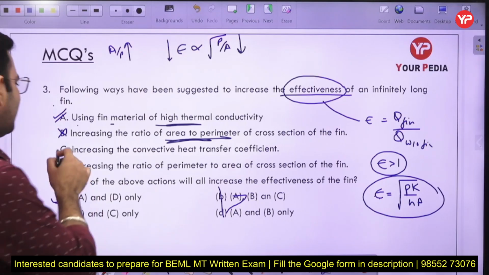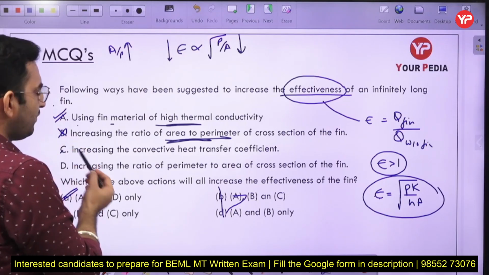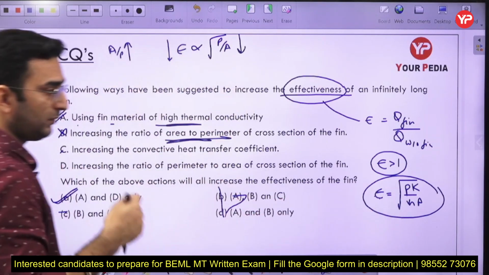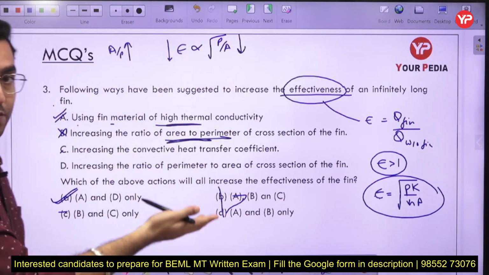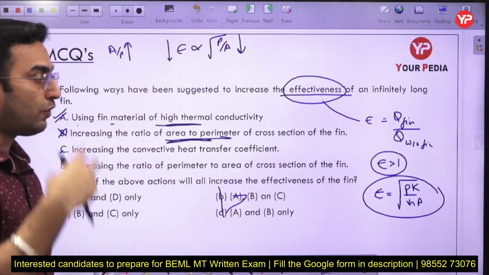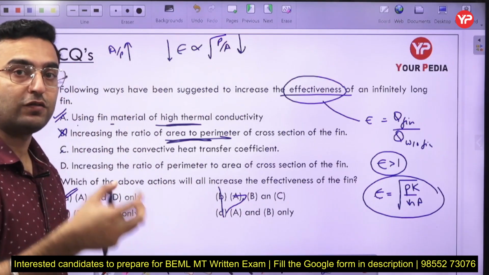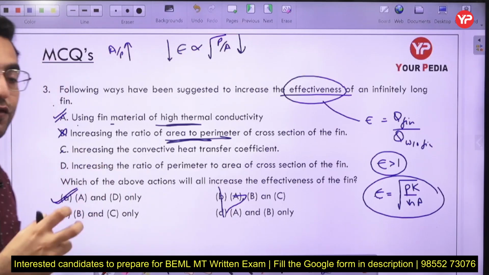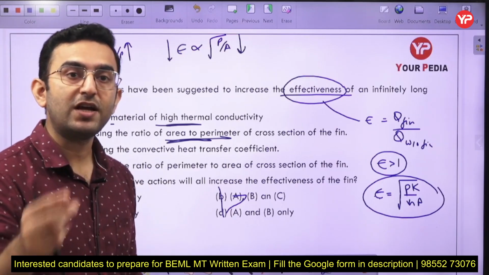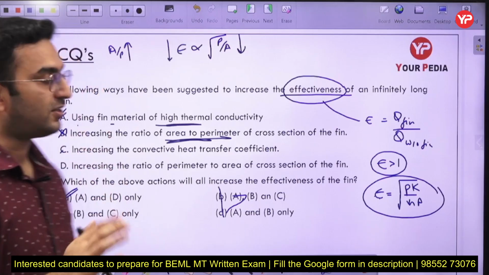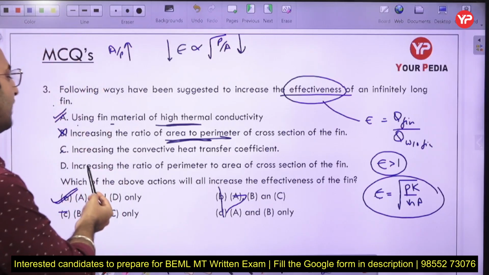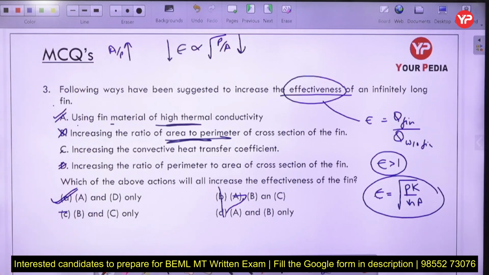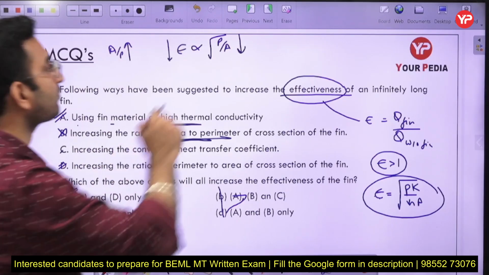Let us read statements C and D also. Increasing the convective heat transfer coefficient, again you can see here effectiveness is inversely proportional to the heat transfer coefficient. So we have to use the fin in those cases where the value of the heat transfer coefficient is very low. That is why we prefer the fin in the case of air cooled IC engines as compared to water cooled IC engines. Next part, increasing the ratio of the parameter, that is the correct one here. So option number A will be the correct answer of this part.